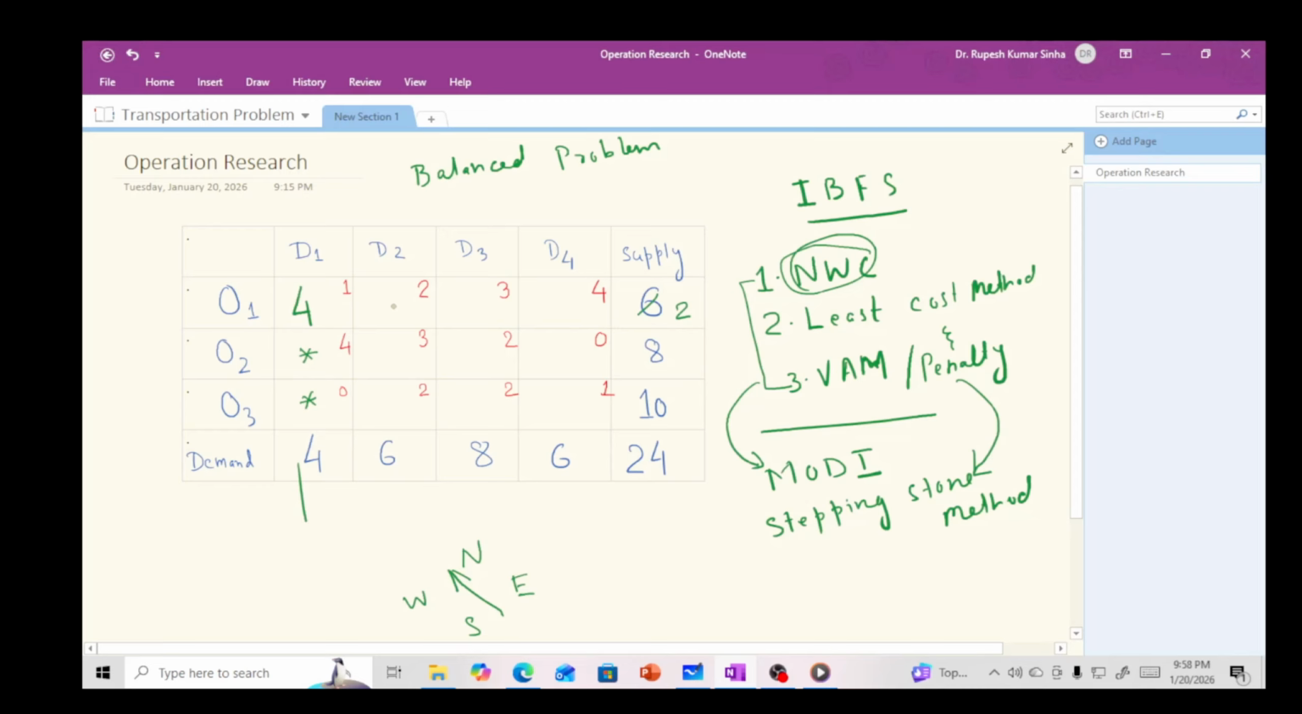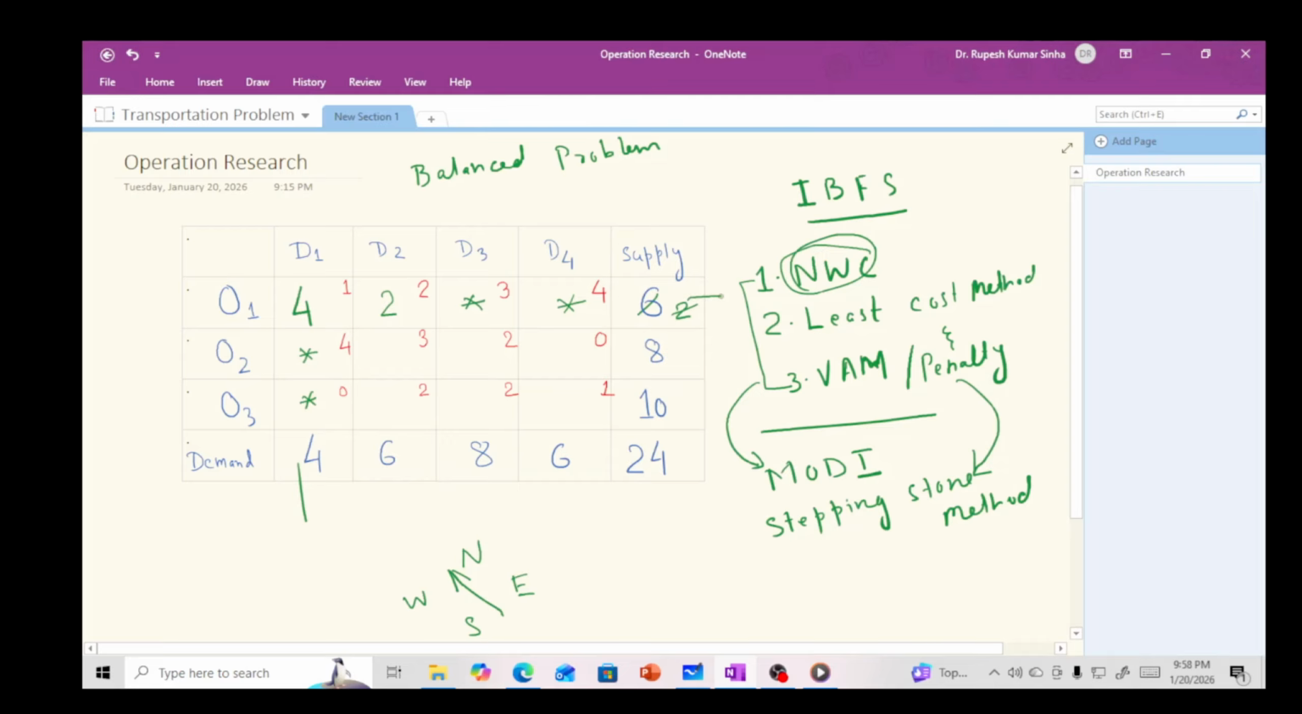Okay, demand is how much? Just see here, demand is 6, but how much do we have at this place? We are left with only 2. We will give all to this. 2 we have given. So 4 plus 2 is 6, and 6 we had at origin 1. So now origin 1 cannot supply anything, so we are crossing this.